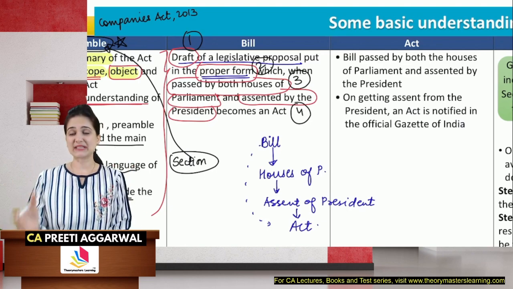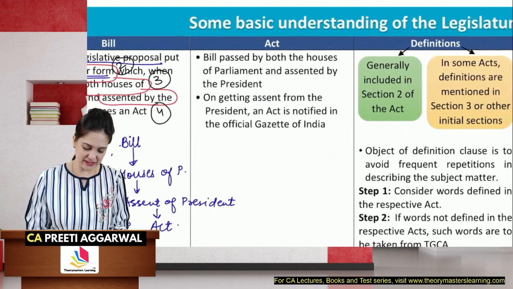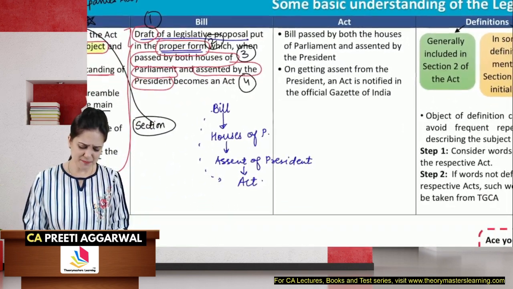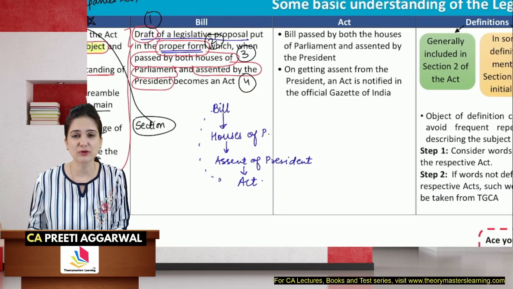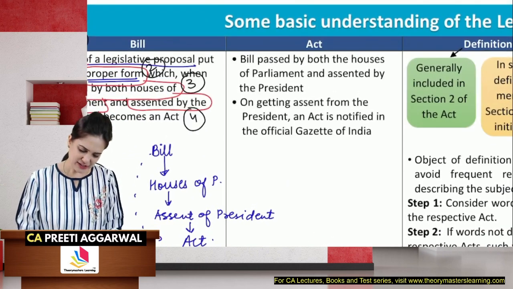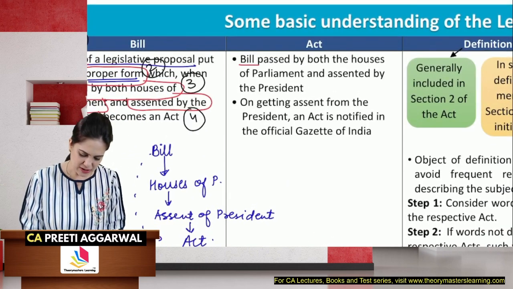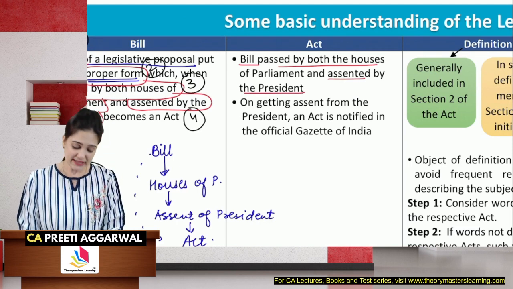That is why, to pass an act, it has to go through so many stages. That is why you will always feel that when a bill is proposed, why does it take so much time to become an act? Why does it take so much time to be enforced? It is because of this reason. Then we have the act. Yes, we already know that a bill, when passed by both the houses of parliament and assented to by the president, this is very important, then it becomes an act.